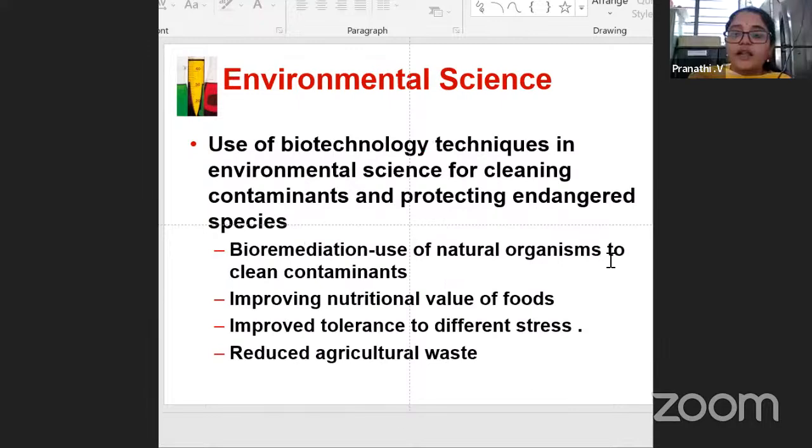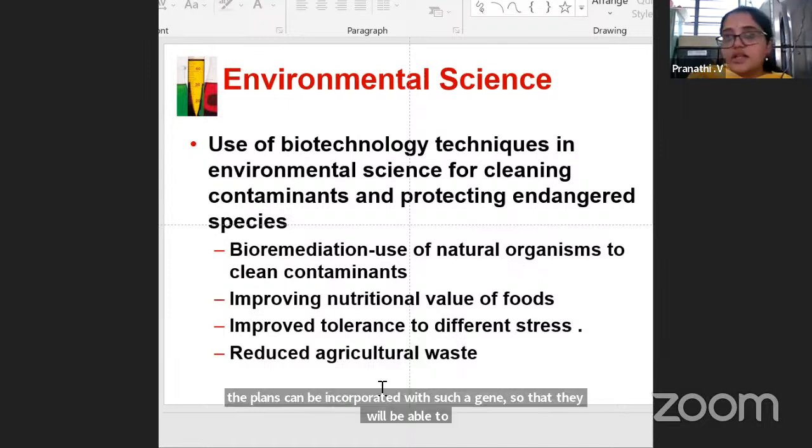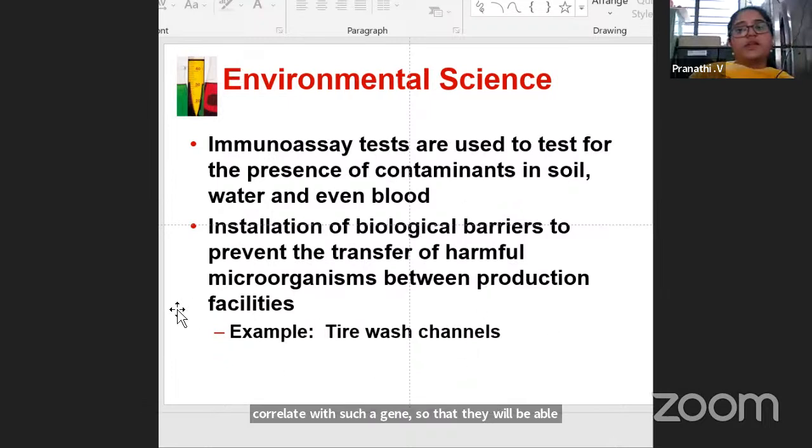In the case of environmental science also, say production of bioplastic, or production of genetically modified organisms so that they will be able to clean up the different kinds of pollution that are occurring, and increasing vitamin A or D enhanced foods, improving tolerance to different stress, say abiotic stress, or saline tolerance. So the plants can be incorporated with such a gene so that they will be able to tolerate highly saline conditions. And if there is any kind of agricultural waste, it can be reduced. So this is one example.